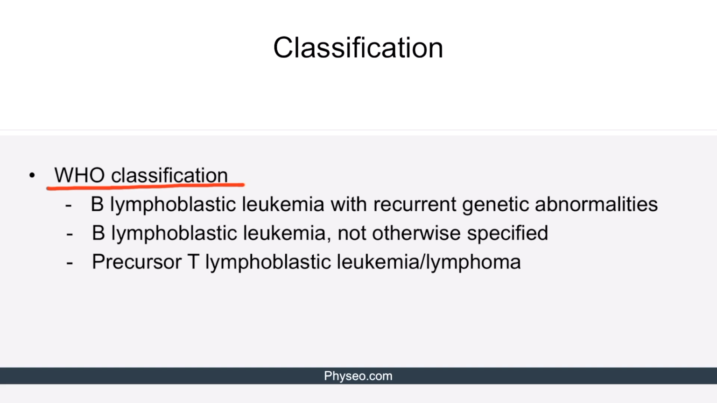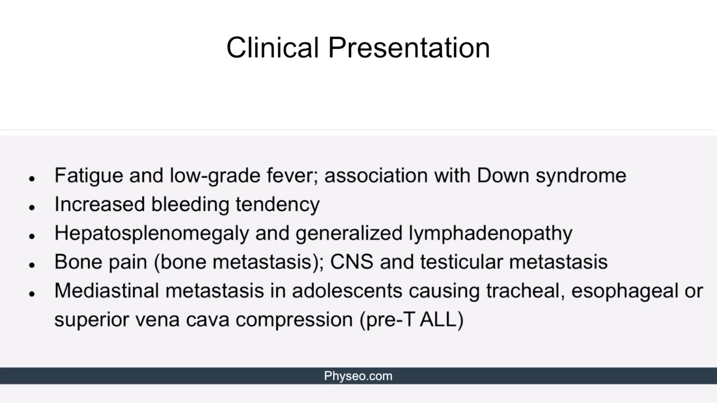Starting slide 7. All right, now let's talk about the clinical presentation. ALL can present with fatigue due to concomitant anemia. Malignant lymphoblasts fill up the bone marrow space, interfering with normal erythropoiesis. A low-grade fever is a nonspecific constitutional symptom due to a generalized inflammatory state. Interestingly, ALL is associated with Down syndrome. There is an increased bleeding tendency, which is commonly due to thrombocytopenia. Just as we discussed for anemia, malignant lymphoblasts crowd out the bone marrow, impairing normal thrombopoiesis.